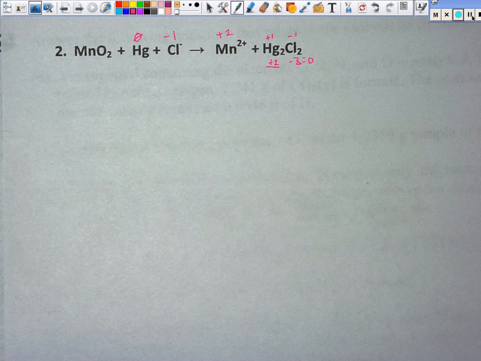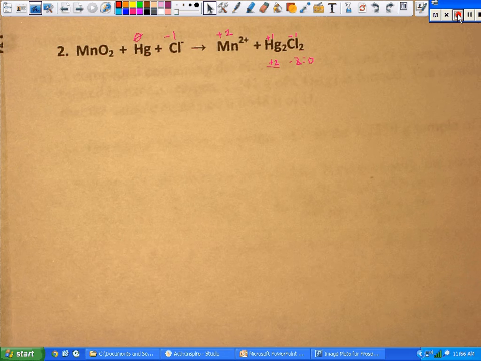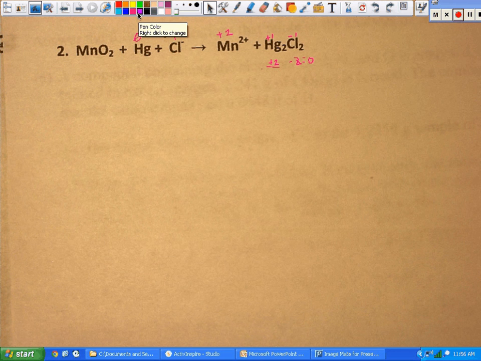Okay, to pick this topic back up. So remember, we're doing redox reactions here. So we've just determined that mercury goes from 0 to a +1. So you know that is oxidation. Now, manganese, it's going to have to be the opposite.